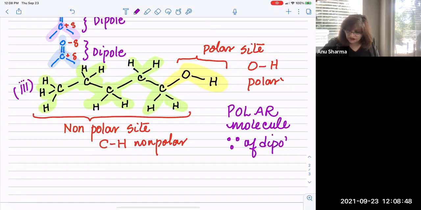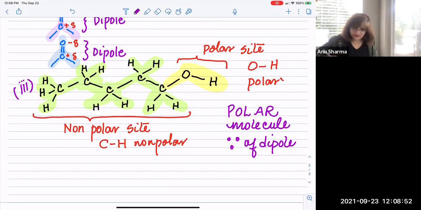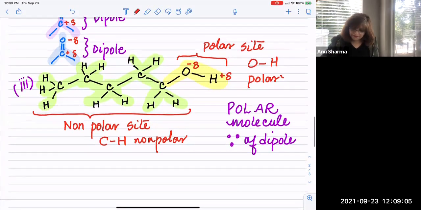So a dipole is not just having the two sides, the charges. Obviously, if you look at it, this hydrogen has delta positive and this oxygen is delta negative. So just by that, there is a dipole in this molecule. Okay. All right. So that's one piece.